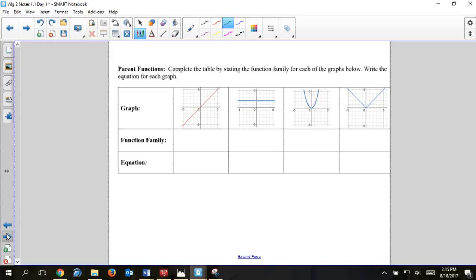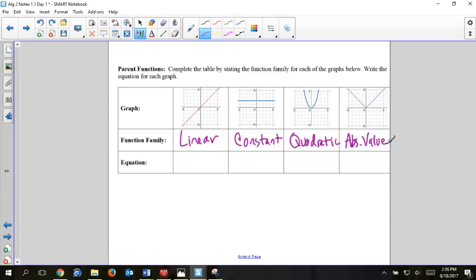All right, so the first one, help me out. Linear. Second one is constant. Next, quadratic. And the last one, absolute value.